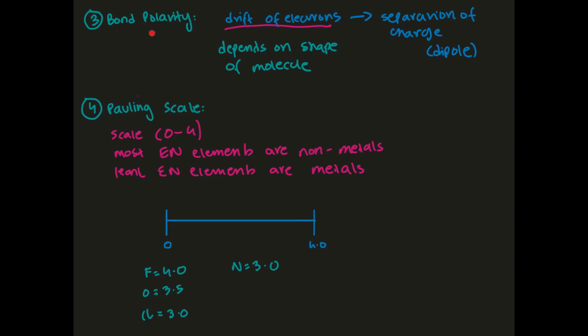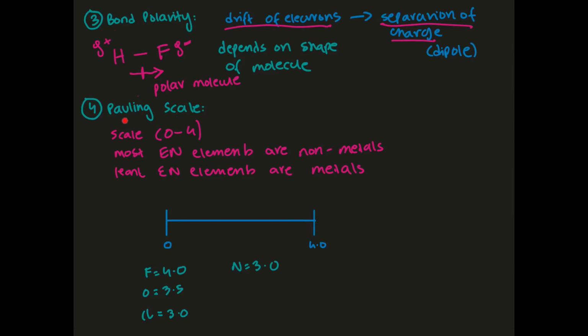Now we're going to be talking about bond polarity, which occurs because of a drift of electrons. In this case, if we look at HF, hydrogen is less electronegative than fluorine. So in this case, electrons are going to be attracted towards fluorine. Because of that, fluorine will have a partial negative charge because of the separation of charge that takes place. Because electrons are being pulled away from hydrogen, it's going to have a partial positive charge. So a molecule in which one element is more electronegative than the other is termed a polar molecule.